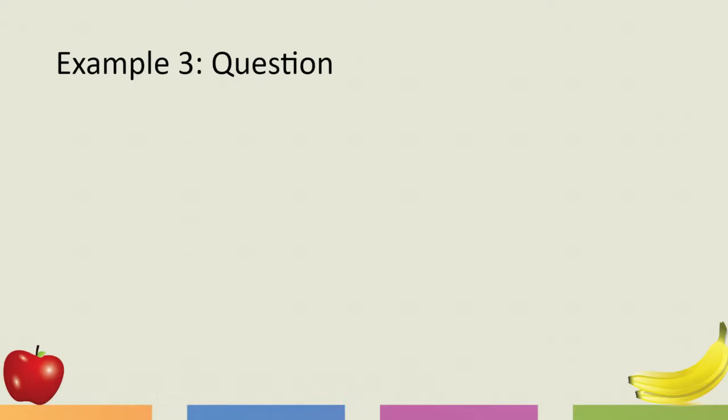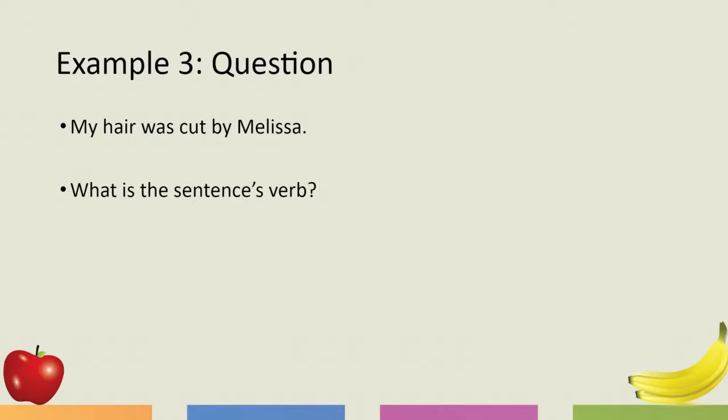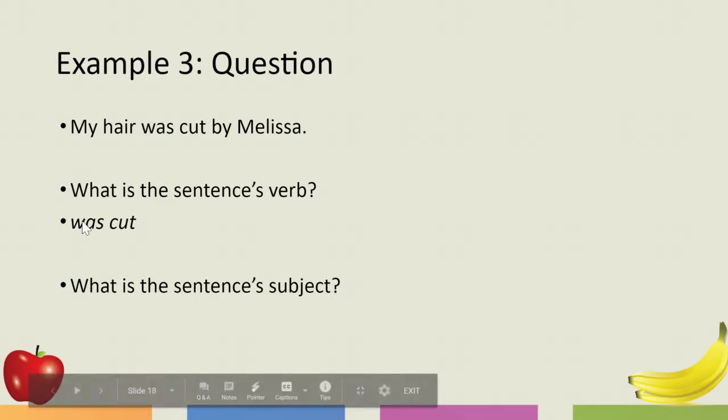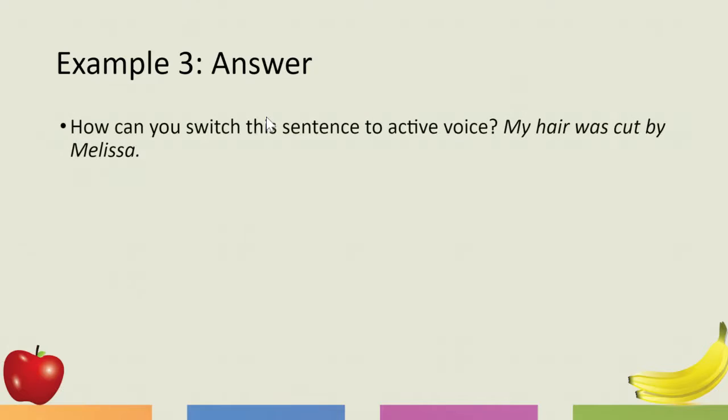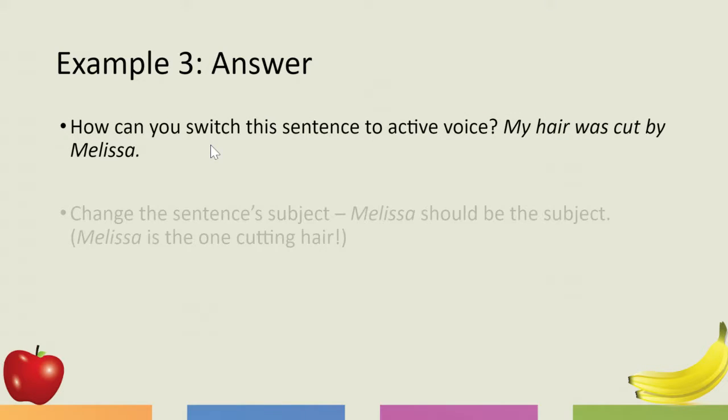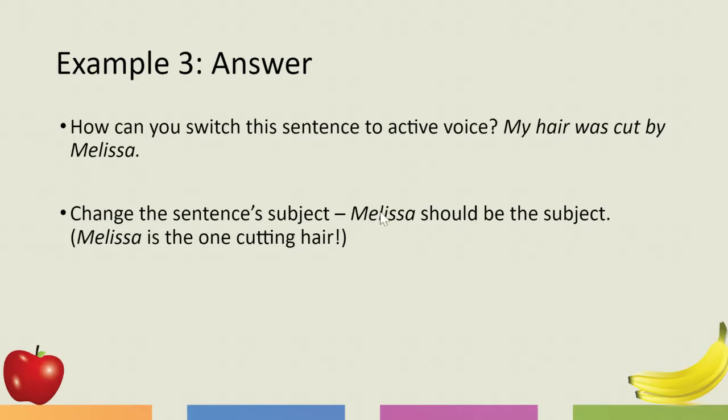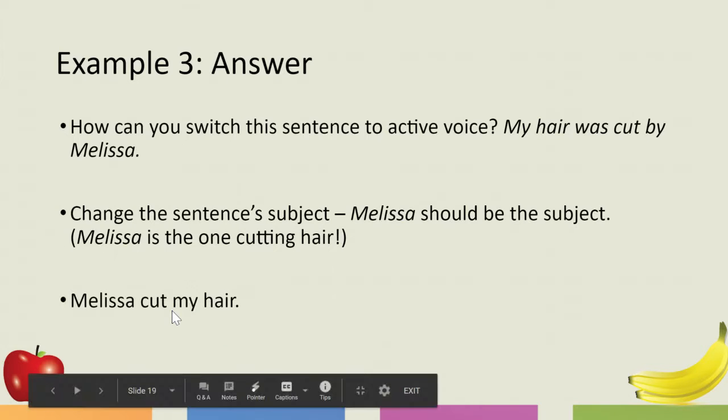Question number 3. My hair was cut by Melissa. So what's the sentence's verb? Was cut. Okay, but what's the sentence about? Well, it's about my hair. So well, my hair didn't cut itself. So my hair was cut by Melissa. I'm going to switch that to Melissa as the subject. So it should be Melissa cut my hair.